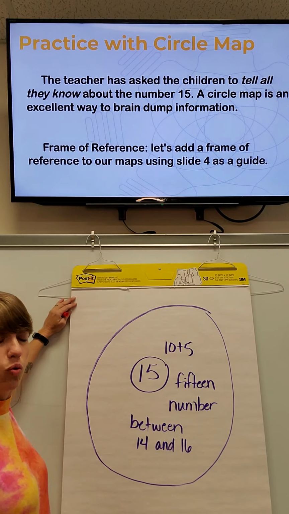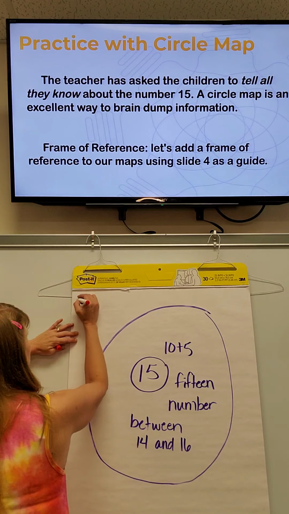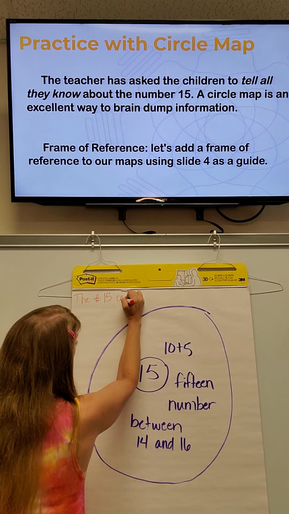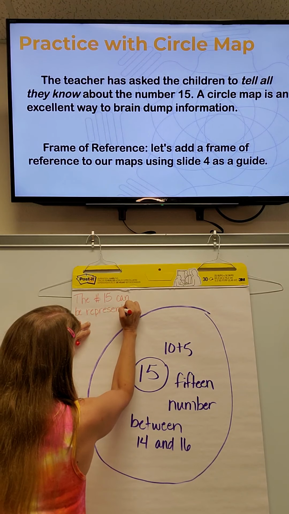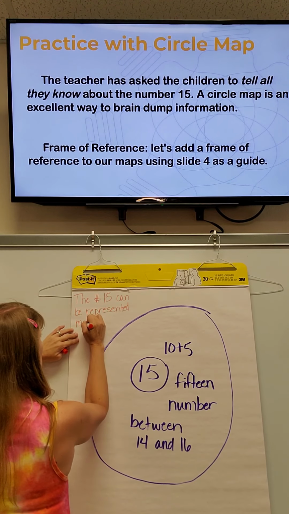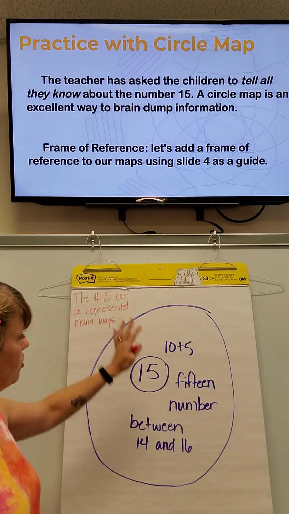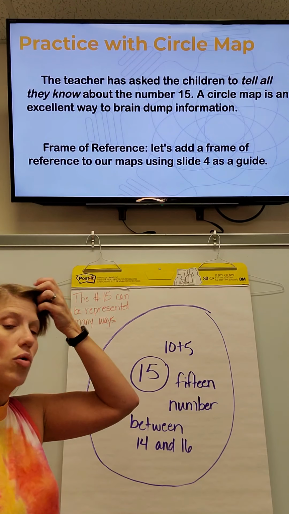So up here, this is our what. And so we're going to tell what this map is about. Give me 1 second, guys. Make sure I didn't miss anything. Okay. I know that this is about the number 15 can be represented many ways. And that is exactly what my map shows. My map shows that 15 can be represented all these different ways, that all of these things are what 15 is.